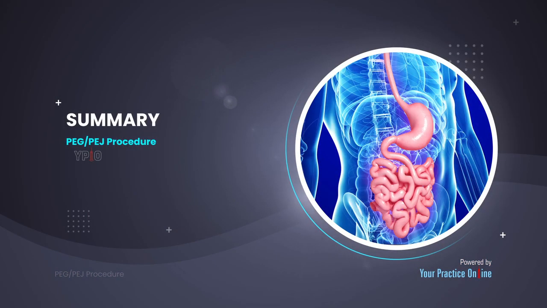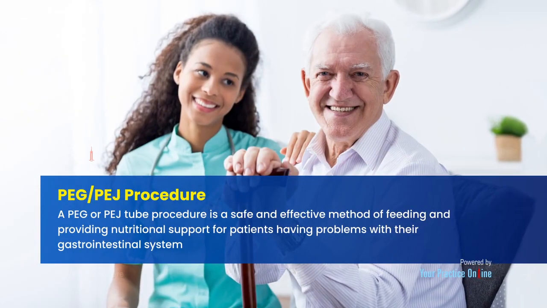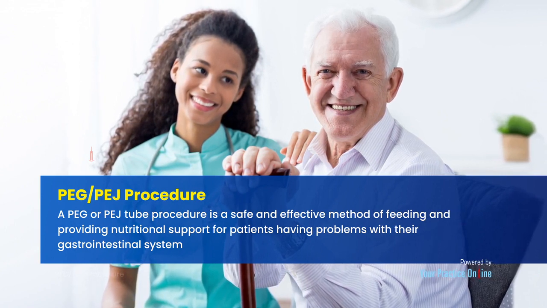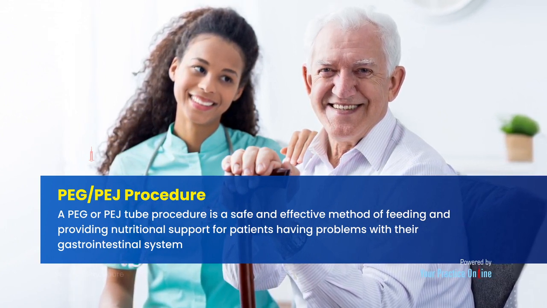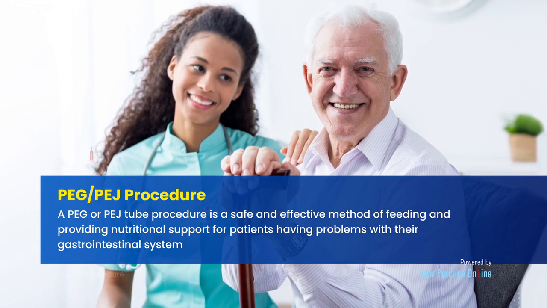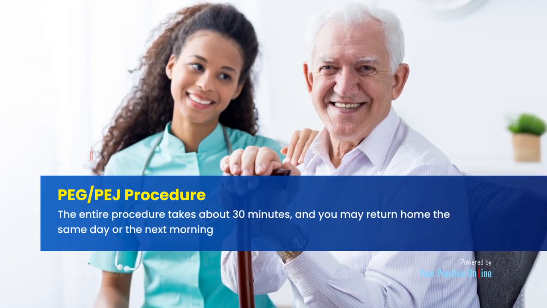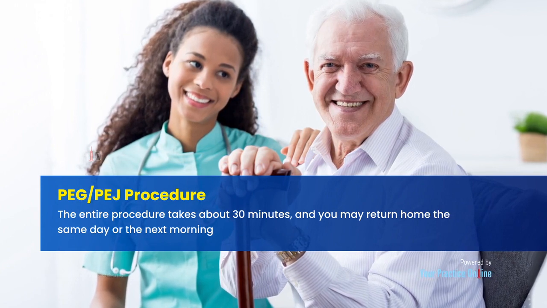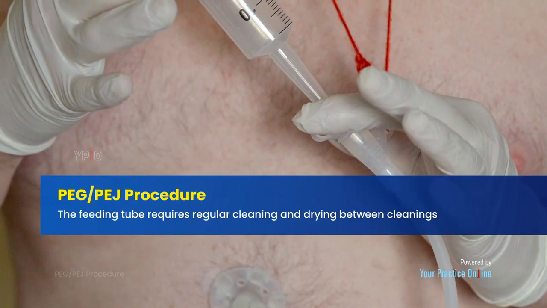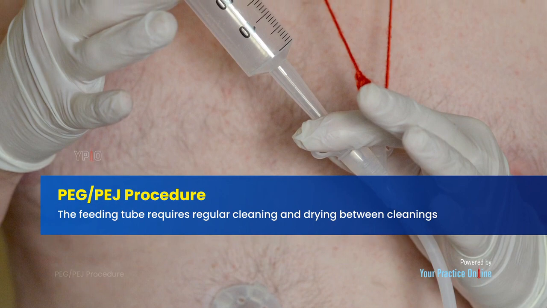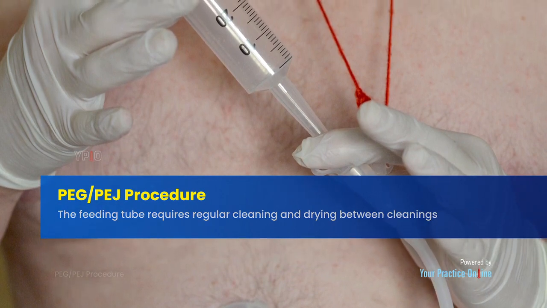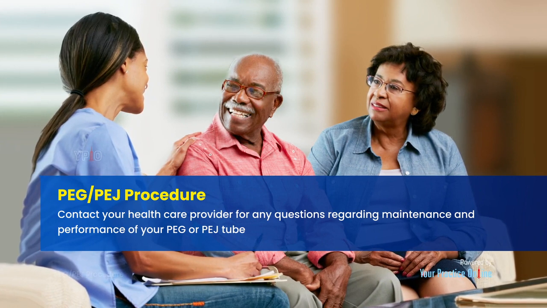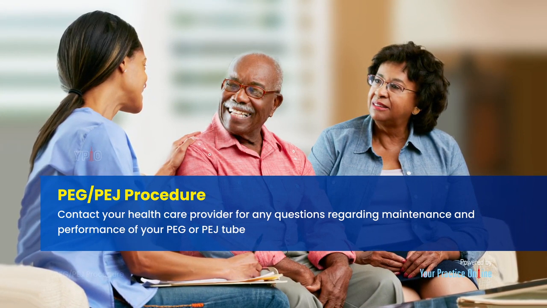Summary. A PEG or PEJ tube procedure is a safe and effective method of feeding and providing nutritional support for patients having problems with their gastrointestinal system. The entire procedure takes about 30 minutes, and you may return home the same day or the next morning. The feeding tube requires regular cleaning and drying between cleanings. Contact your healthcare provider for any questions regarding the maintenance and performance of your PEG or PEJ tube.